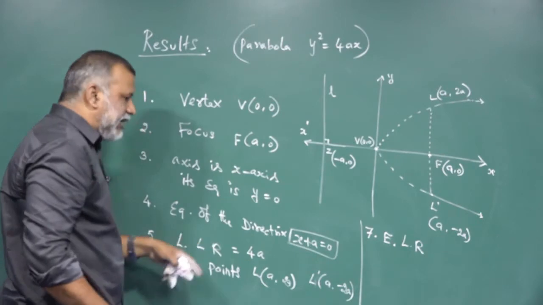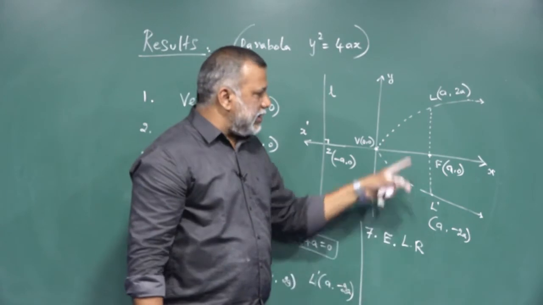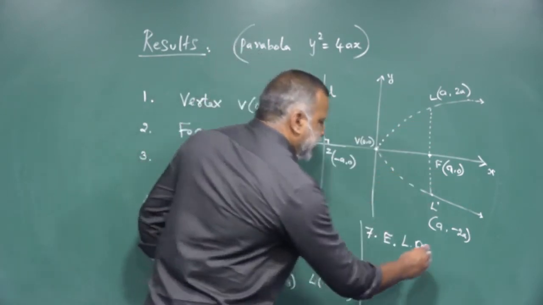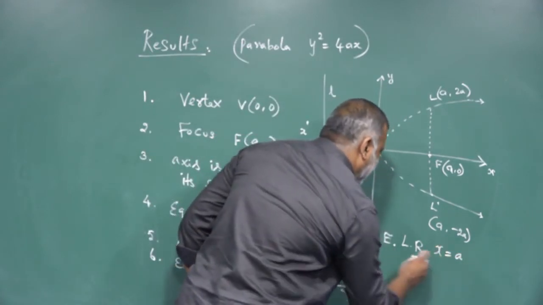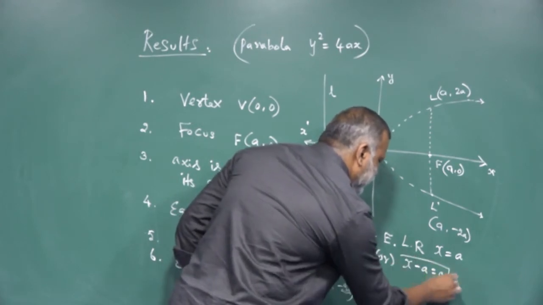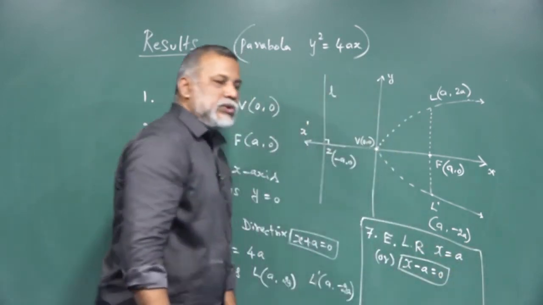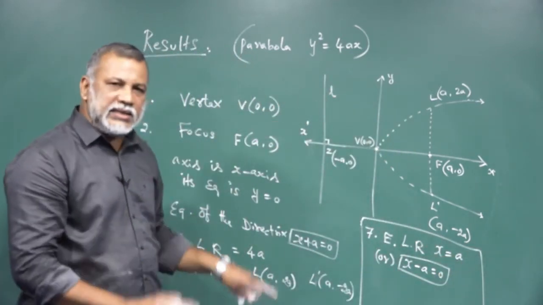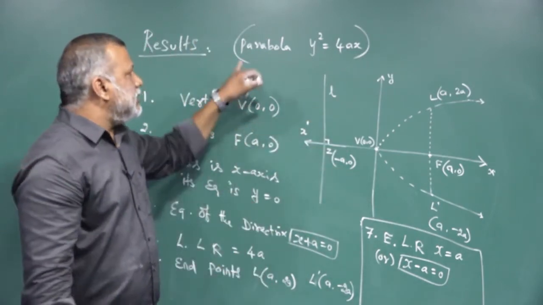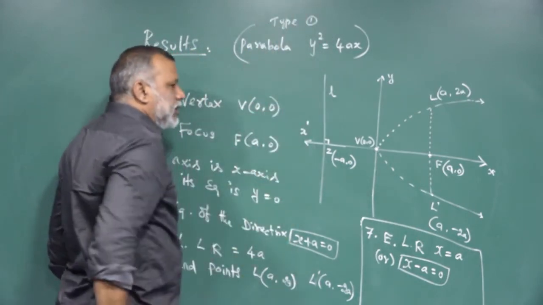See here, equation of the lattice rectum is, see, this is the lattice rectum. It passes through A. Therefore, we can say x equal to A, or we can write x minus A equal to 0. This is called equation of the lattice rectum. So we are getting 7 standard results regarding the parabola y squared equal to 4ax. This is called type number 1 parabola.